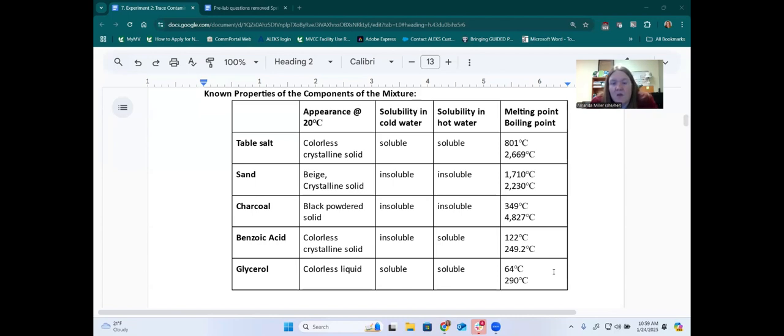And then we look at the hot water solubility. The only one that really changes is benzoic acid. So if you have boiled your water, the benzoic acid will dissolve in it, where if it's cold water, it will not.